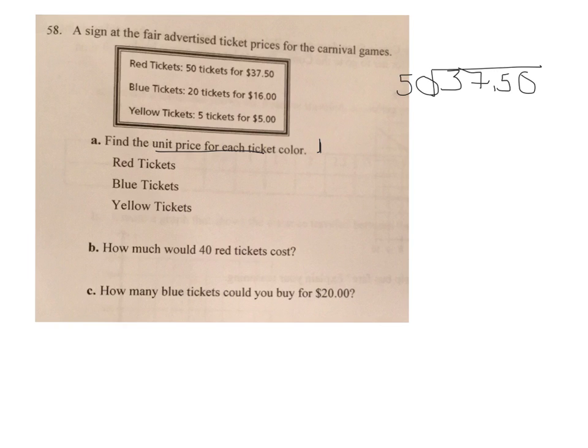So 50 can't go into 37, so we are going to put 0 here and bring that decimal up. So then I'm looking at 50 into 375. That'll go in there 7 times, which will give me 350, with 25 left over. Bring down my 0, and then 50 will go into 250 five times, so 75. So for red tickets, I have 75 cents.